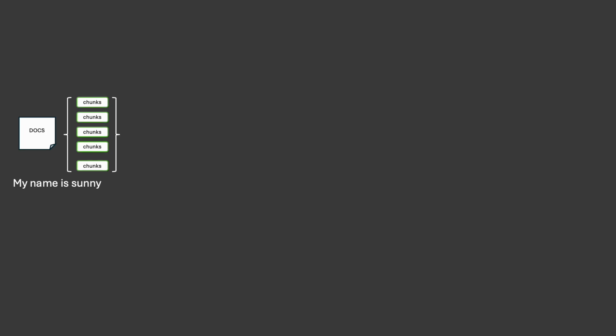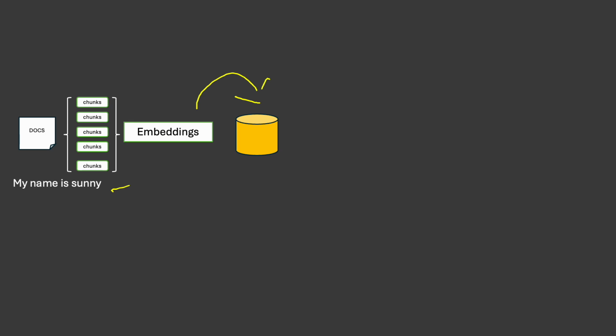Let's suppose I have a simple PDF which contains the information, my name is Sunny. So ideally what happens, this PDF will be converted into a lot of chunks. Now since I have only one sentence here, no need of chunks, it will be directly converted into embeddings, and then we will save those embeddings into a vector DB. Here embeddings are nothing but the vector form of the sentence.